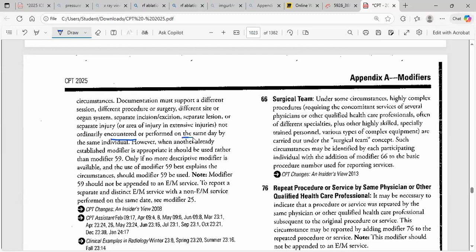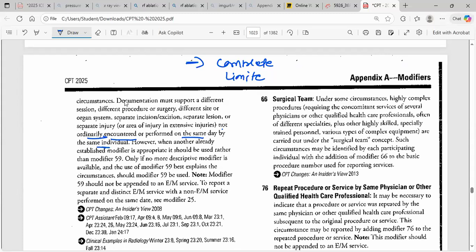Not ordinarily encountered or performed on the same day by the same individual, right? This one? Yes, ma'am. This is saying the same thing. Like in our case, we are going to bill the complete ultrasound and the limited ultrasound on the same day. It is not usually performed on the same day, right? If the doctor is doing the complete ultrasound, he does not need to do the limited separately because he already reviewed all the diagnostic elements under the complete only.